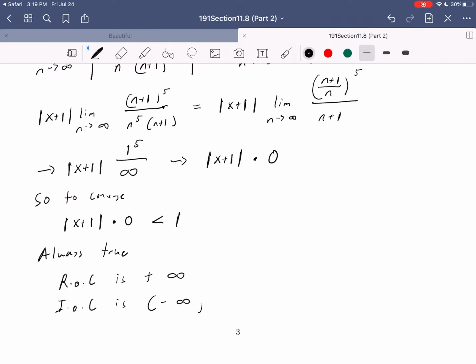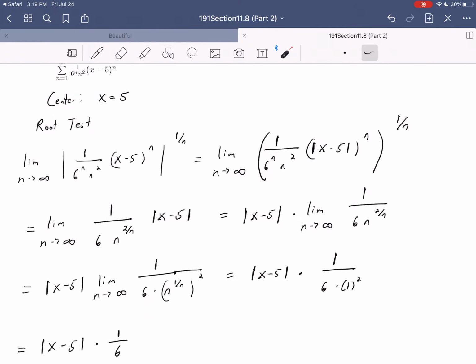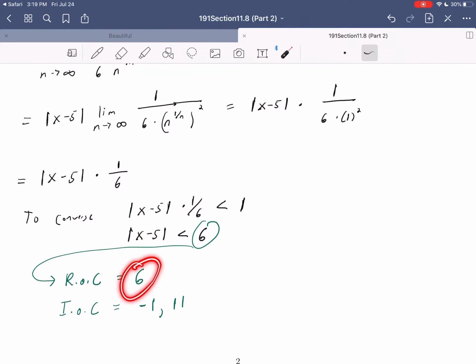negative infinity to infinity. So remember, we saw an example of this in the previous video: if your limit comes out as 0, then this product is always going to be less than 1, meaning you have an always true statement, so your interval of convergence is everything. You'll notice that this limit and this radius are sort of inverses of each other. If we look back at the first example, we got a limit of 1/6, and our radius of convergence was 6. So the reciprocal of that 1/6 gave us the radius of 6.